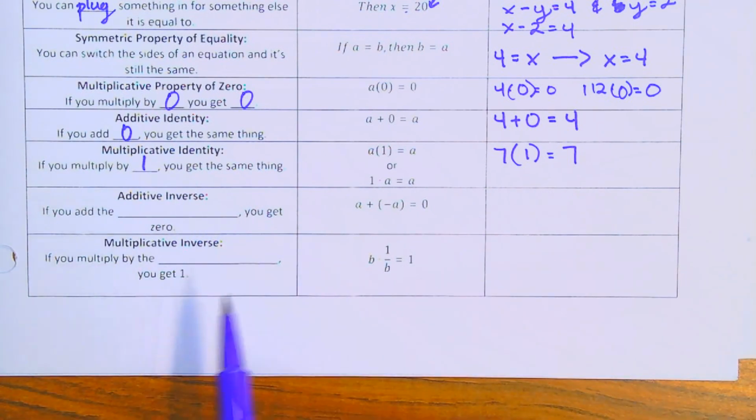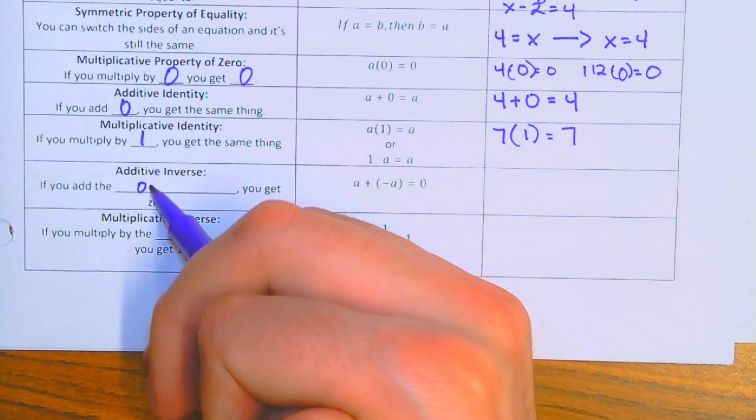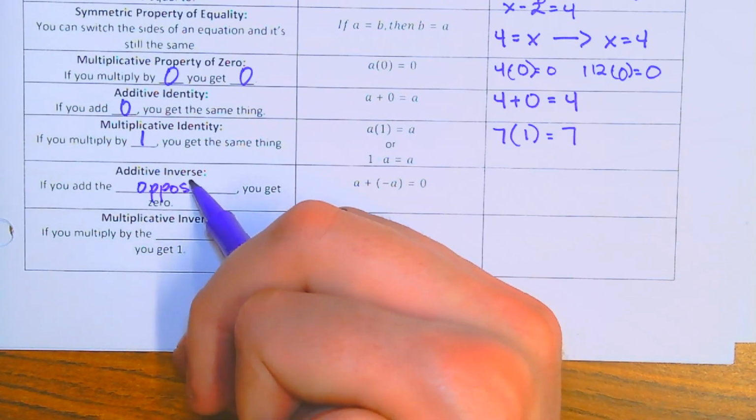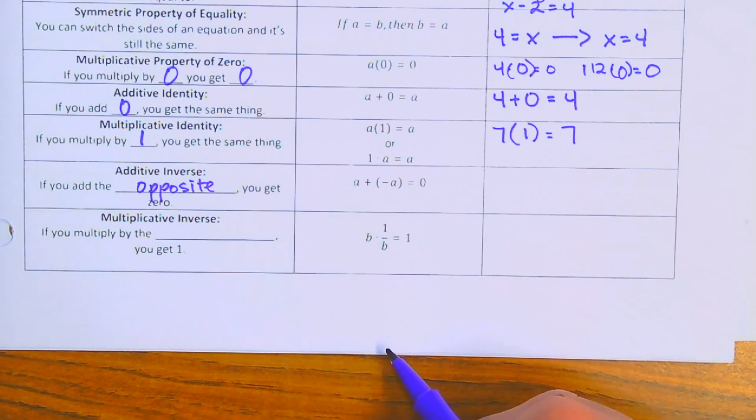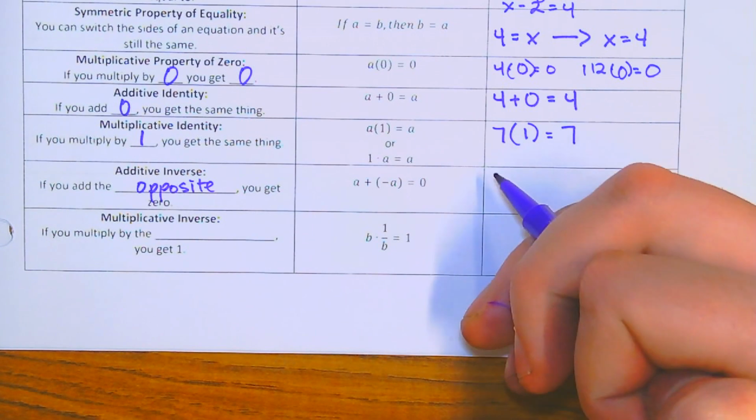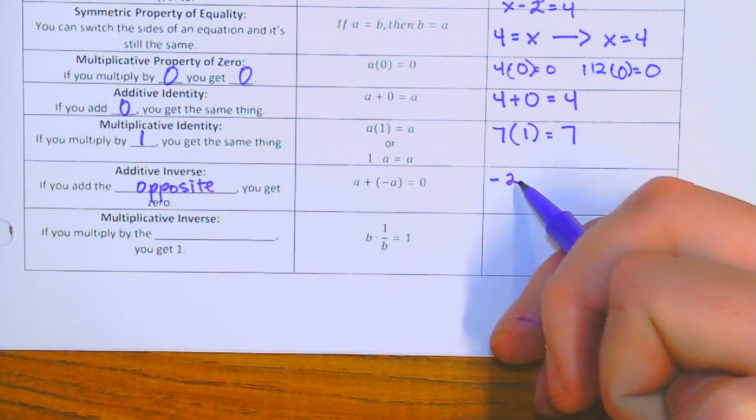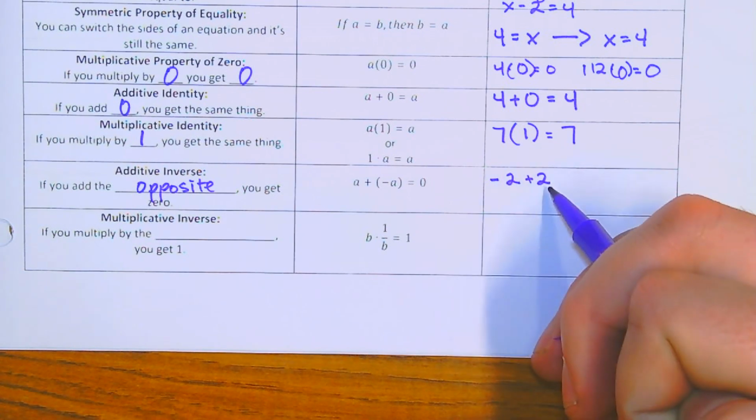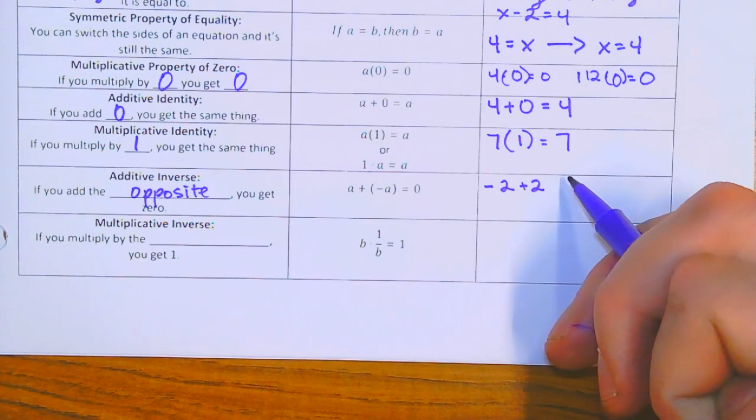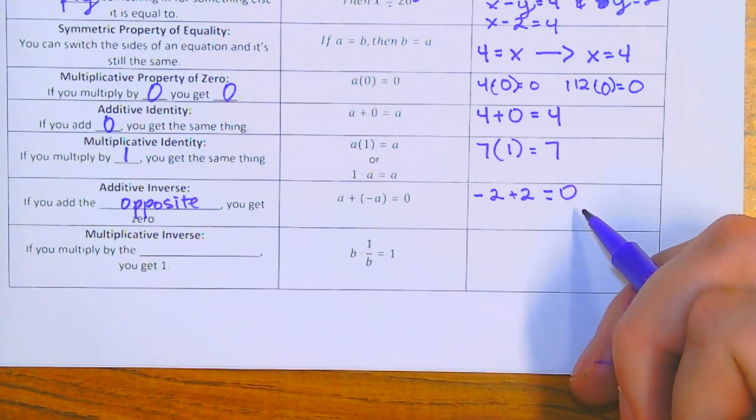What about the additive inverse? So let's say, if you add the opposite of a number, you get 0. So it says here, a plus minus a equals 0. So what does that possibly mean? Well, what if I did this, and we had a negative 2? And what if I added 2 to that? Well, isn't negative 2 and 2, they are opposites of each other. So when I add them together, I'm always going to get 0.